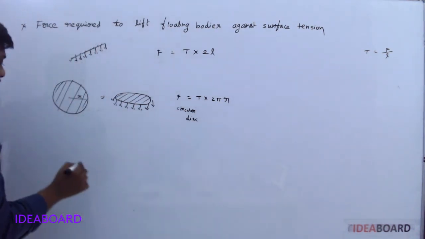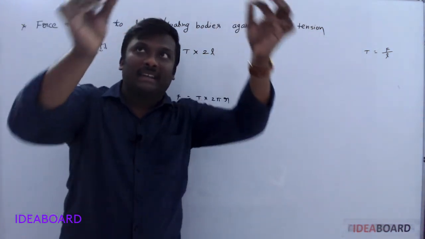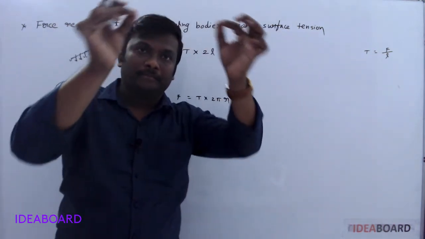Now, do one thing. A thin wire you take, and this wire is bent into the form of a circle, like this.